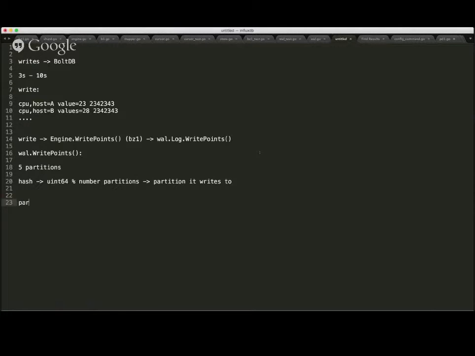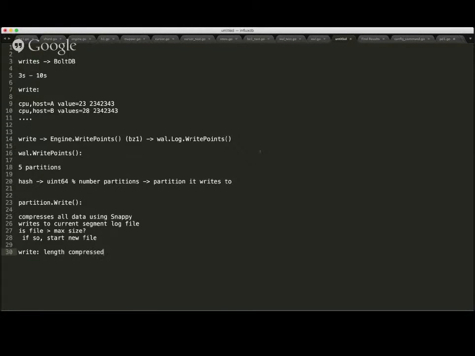So let's dig down into what a partition write looks like. Essentially it compresses all the data using Snappy, then writes to the current segment file, like a log file. When it does this write, it checks: is the file greater than max size? If so, start a new file. Otherwise, do the write, which is the length of the compressed block, and then the block itself. It just spools that all to the disk. After it does that, it does an fsync on it.